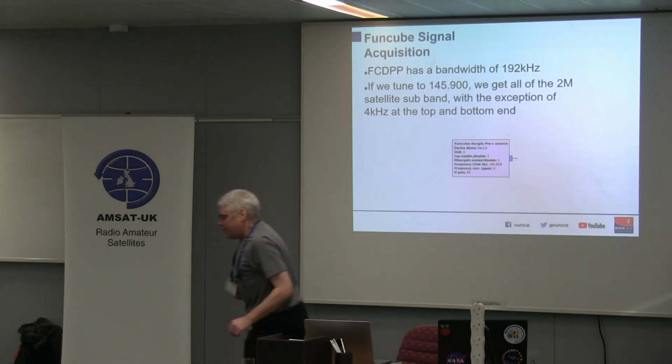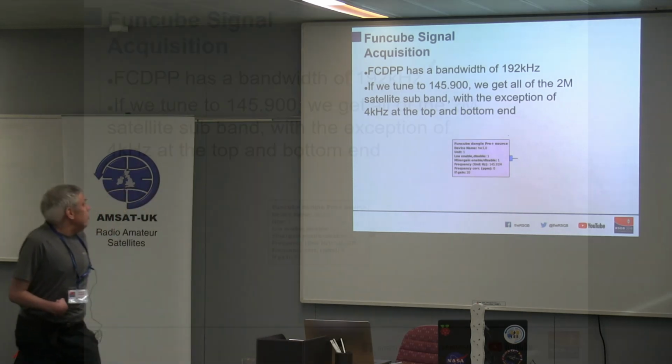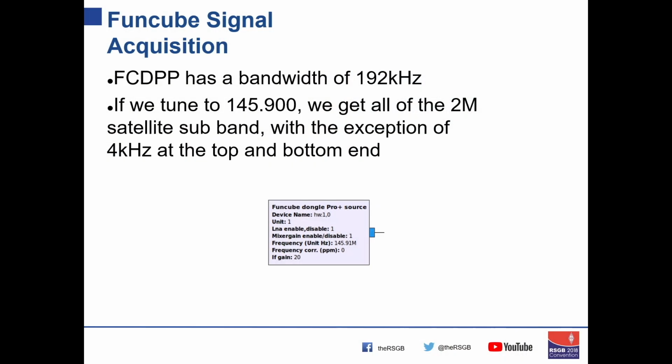How do we acquire the signal? In GNU Radio, we have a concept called blocks. And in this case, we have a specific block that allows GNU Radio to talk to the FUNcube Dongle Pro Plus. It has a bandwidth of 192 kilohertz. If we tune to 145.9, we get all of the 2 meter subband except 4 kilohertz at the very top. So pretty much the whole thing.